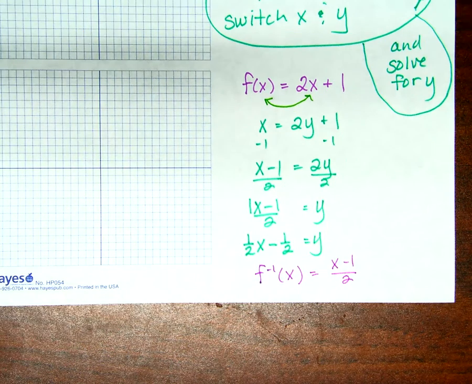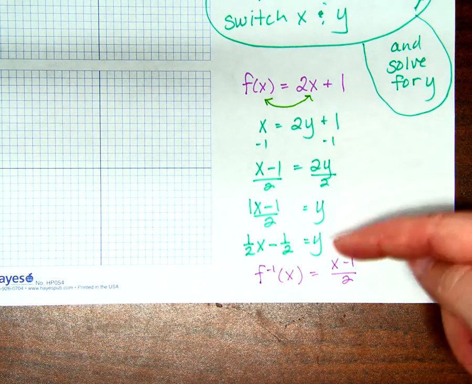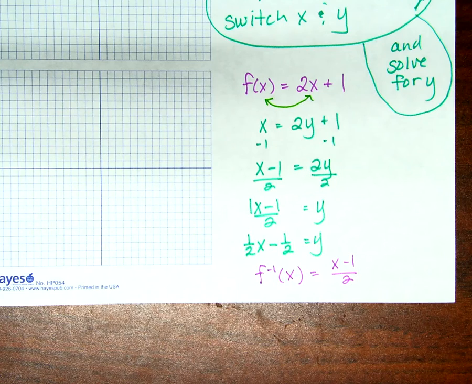Aren't we trying to find the inverse? So shouldn't we notate in our answer that we have found the inverse? This is our work. This is our answer. Does that make sense?